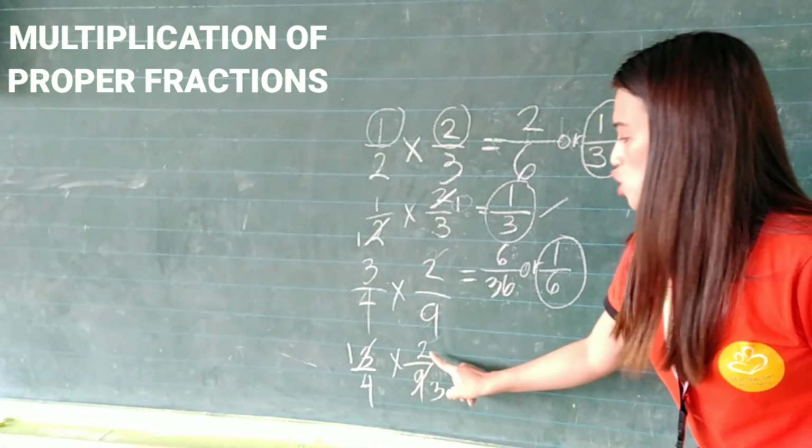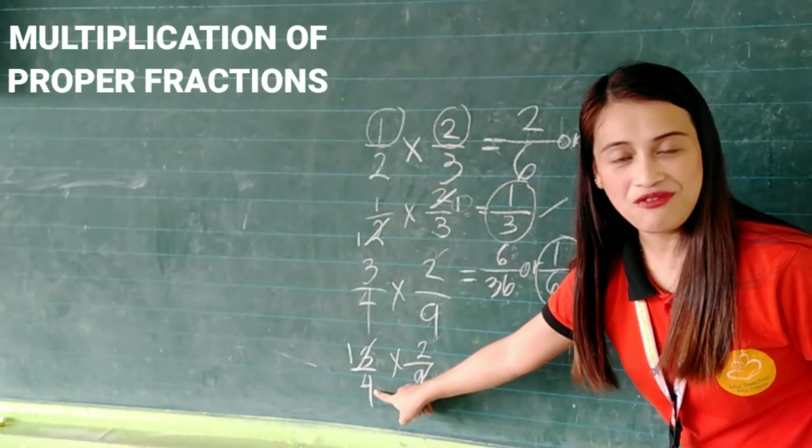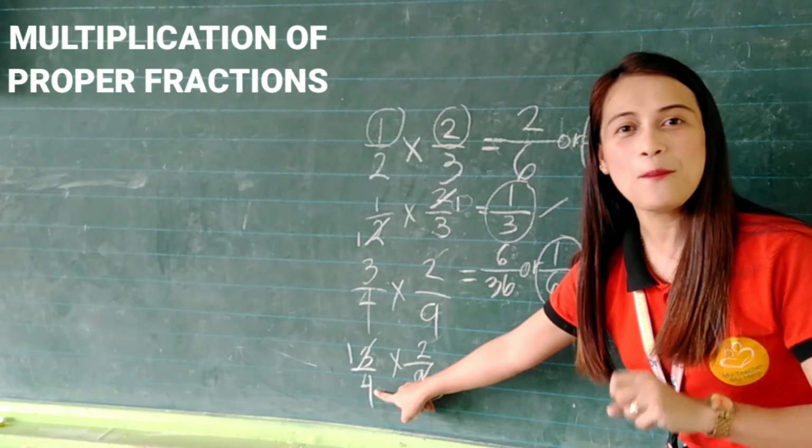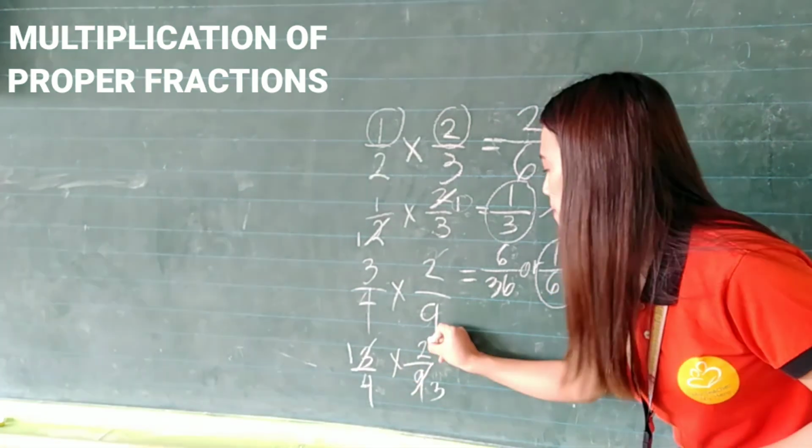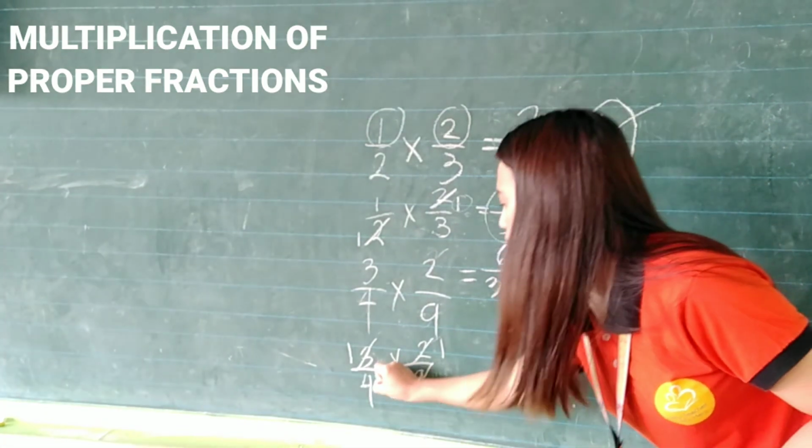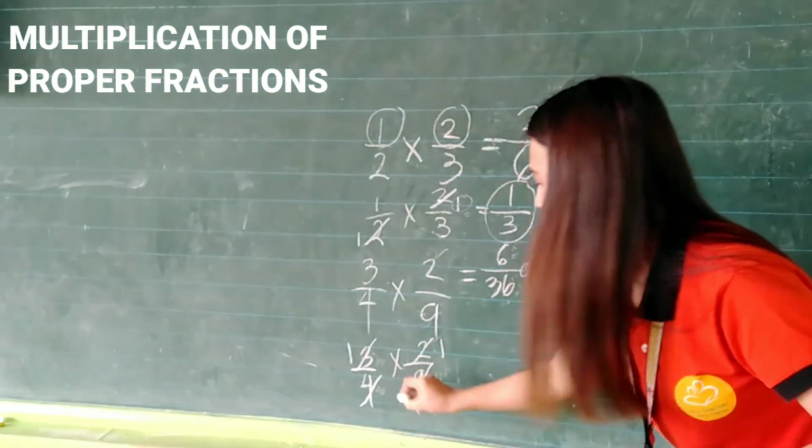2, 4. Naay pwede ma-divide? Naa. Ang saan na number? Number 2. 2 divided by 2, 1. 4 divided by 2, 2.